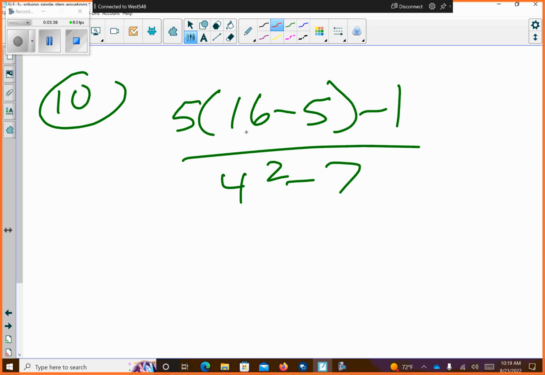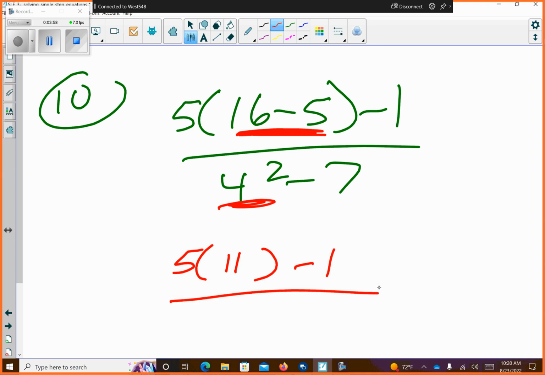So order of operations would suggest, maybe let's take care of that, and we could probably take care of that all in one step. So I'm going to get 5. 16 subtract 5. I have $16 in my pocket, I want to buy something that costs $5. I think that's 11 minus 1. What's 4 squared? 16. Okay, all right, that seems good so far.